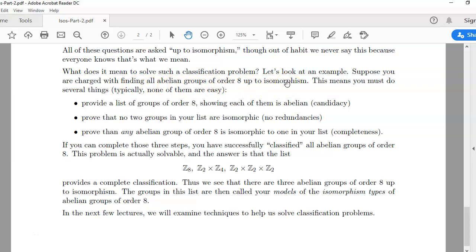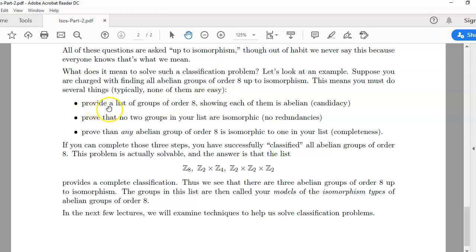This means that you must do 3 things, okay? And typically, none of these 3 things are easy. We're going to learn some techniques the rest of the semester that will make parts of this approach easier, okay? But typically, none of them are easy. Classification problems in group theory are still open. There are still unsolved classification problems in group theory, okay? We're going to solve some together this semester. So suppose I charge you with finding all the abelian groups of order 8 up to isomorphism. Here's what you've got to do.